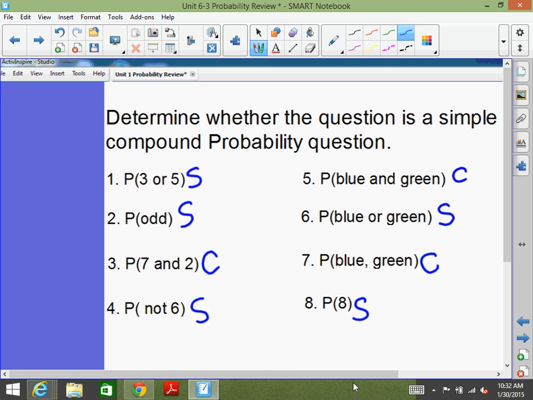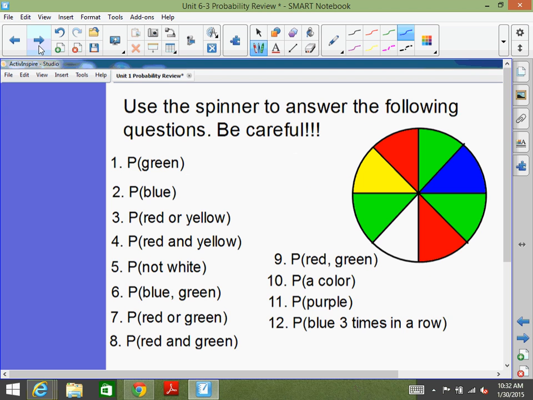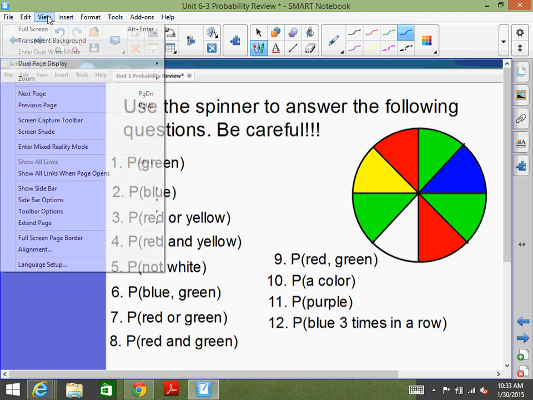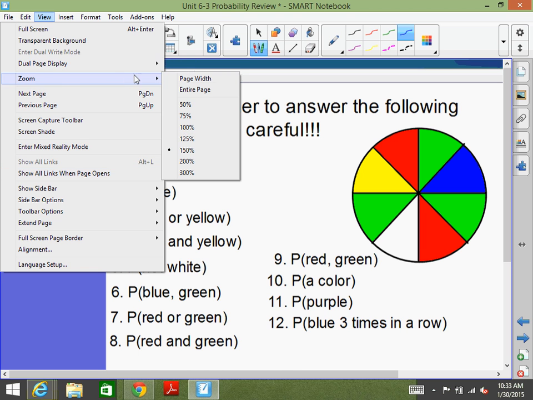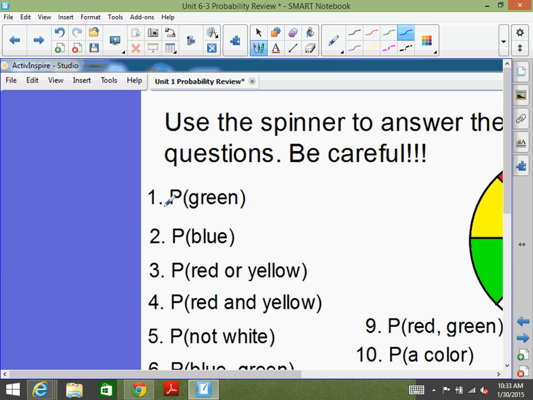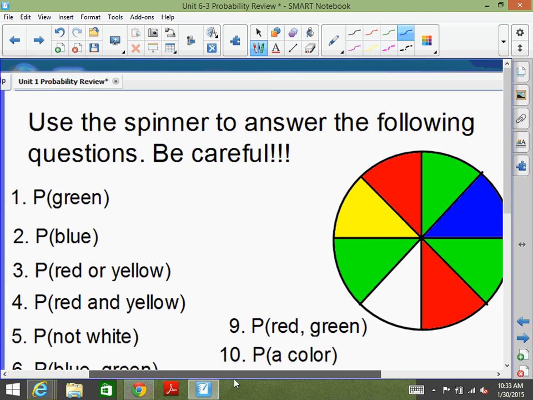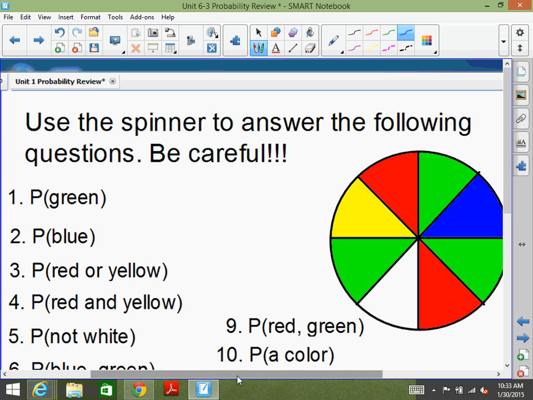Okay. Now that we can identify, let's actually solve some. Number from 1 to 12. Okay, now we are using our spinner here. Let me bring this to your attention.